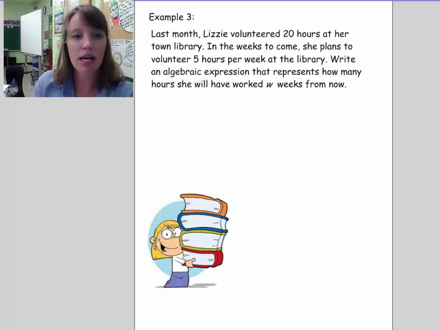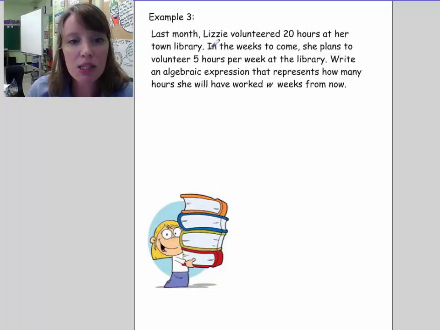And finally, this is our last example. Last month, Lizzie volunteered 20 hours at her town library. Okay, I'm going to underline it. In the weeks to come, she plans to volunteer 5 hours per week at the library. Write an algebraic expression that represents how many hours she will have worked W weeks from now.